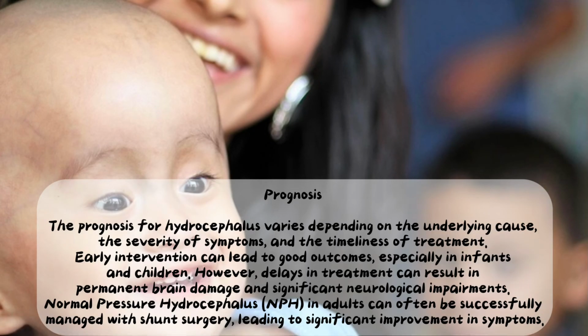Prognosis. The prognosis for hydrocephalus varies depending on the underlying cause, the severity of symptoms, and the timeliness of treatment. Early intervention can lead to good outcomes, especially in infants and children. However, delays in treatment can result in permanent brain damage and significant neurological impairments. Normal pressure hydrocephalus (NPH) in adults can often be successfully managed with shunt surgery, leading to significant improvement in symptoms.